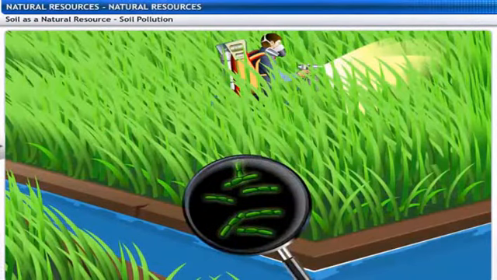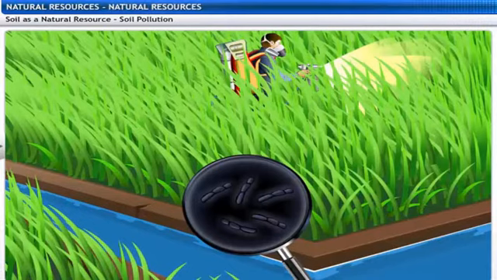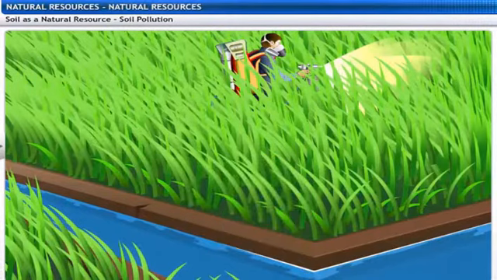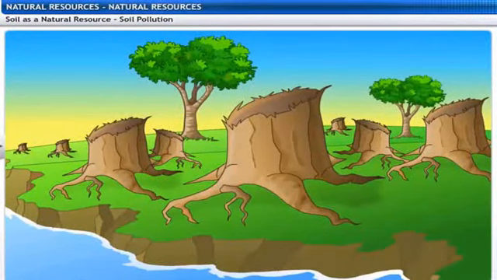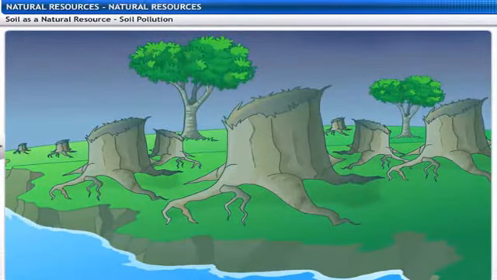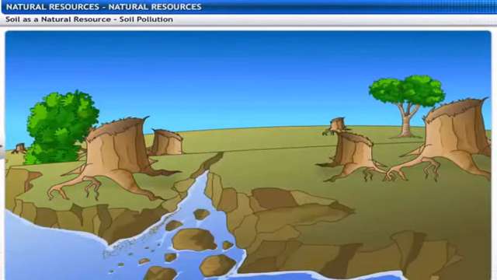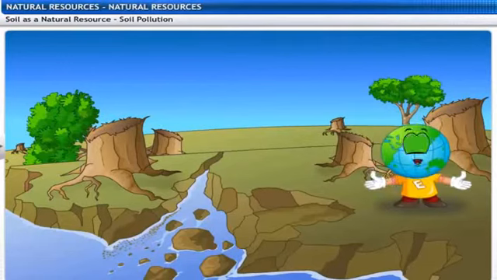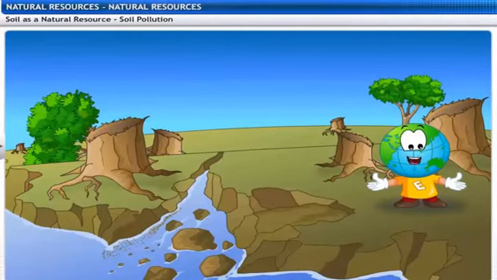Use of fertilizers and pesticides destroy soil structure by killing microorganisms and earthworms. Deforestation leads to soil erosion. Fine particles of soil are also carried away by water and wind. Soil forms very slowly. Around 1 centimeter of soil is formed in 500 years. So it is important to conserve soil.